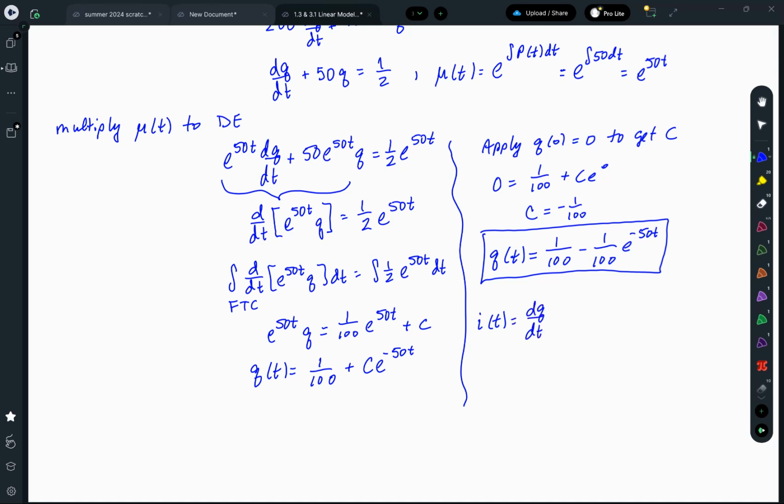I don't go back to a differential equation. I have q sitting right in front of me, I just take the derivative of it. So we're going to look at d dt of 1/100 minus 1/100 e to the negative 50t. The derivative of 1/100 is 0, and then we get minus 1/100 times e to the negative 50t times negative 50. And that simplifies. I of t is going to equal 1/2 e to the negative 50t.